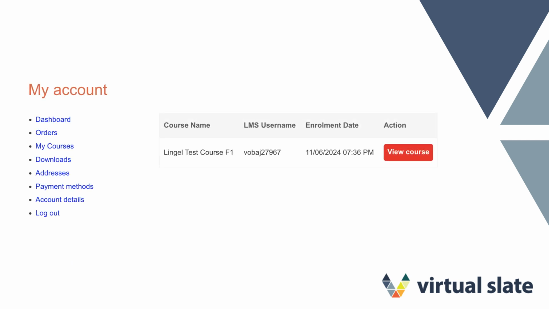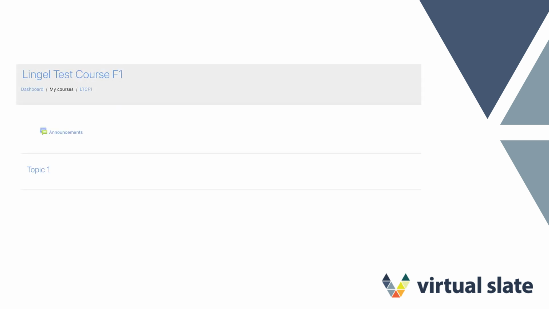After they have set up their password and log into the WordPress site, they can access their purchased courses on their My Account page. The user will then be authenticated into the Moodle LMS and redirected to the course main page when they click the View action for their corresponding course.